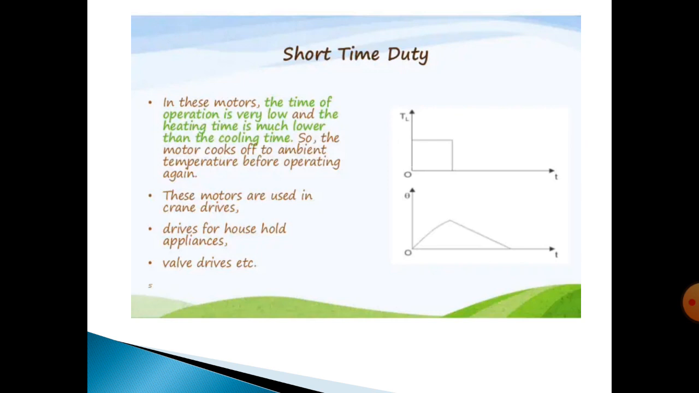The next one is short time duty. In this duty, the operation time is considerably less than the heating time constant, and the machine is allowed to cool off to ambient temperature before the motor operates again. This is the main thing of short time duty. In this type of operation, the machine can be overloaded until the temperature at the end of the loading time reaches a permissible value. The applications of short time duty are crane drives, household applications, turning bridges and valve drives.